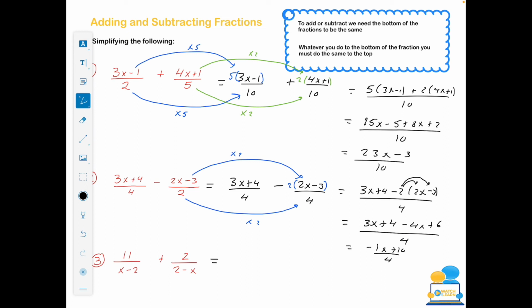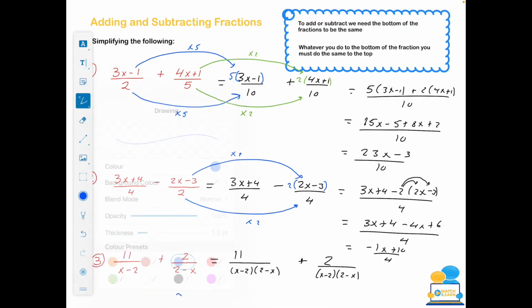So on the bottom of this fraction, I'm going to write x minus 2 multiplied by 2 minus x. Okay, I'm going to pop my 11 back there like it was. And I'm going to do the same thing over here. So on the bottom of the fraction, we're going to write both of the brackets. And put the 2 back on top there.